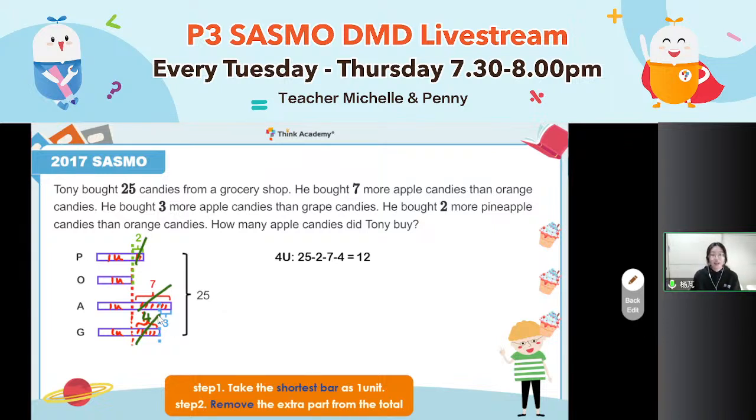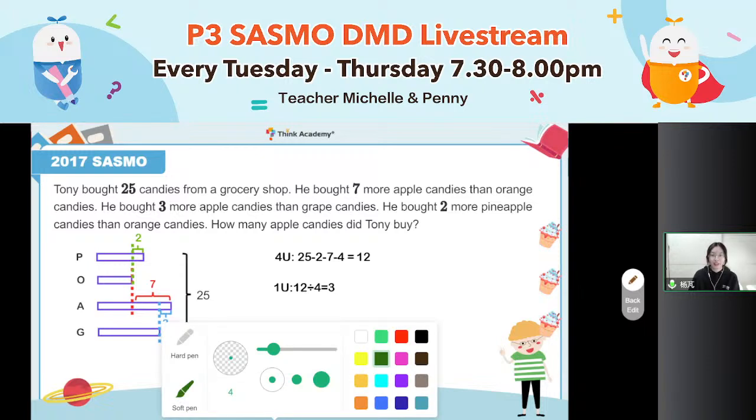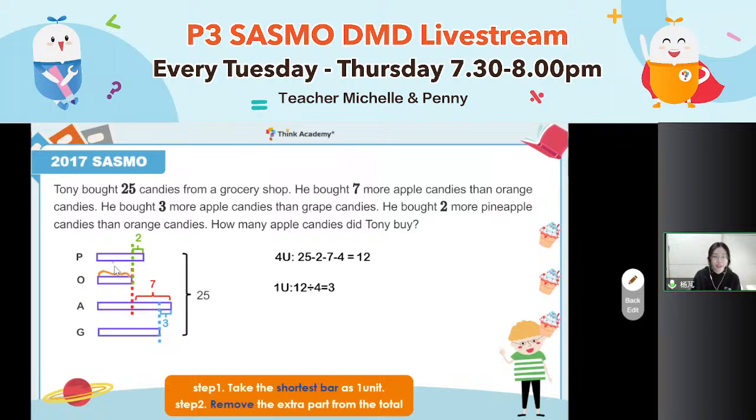Okay, now I already know 4 units equals 12. Is it easy to find out 1 unit? So easy. We're close to the answer. So 1 unit equals? Get it, I see it. Good job. Equals 12 divided by 4. Divided by 4, 1 unit is 3. Wow. Actually, now I already know the orange. This part is 3. But we are looking for apple candy. Okay, how many apple candies do you know?